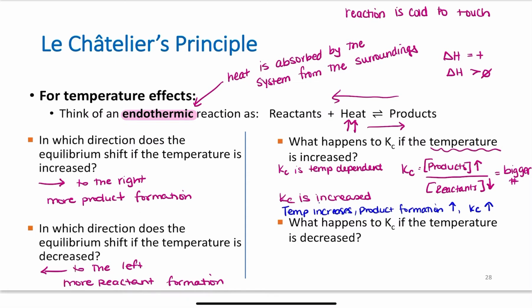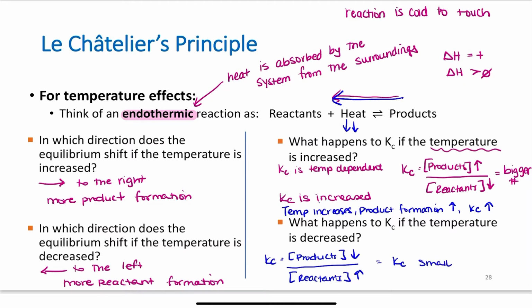And then we see the opposite effect if the temperature is decreased. If I decrease the temperature, that's going to pull the reaction back towards the reactant side. So your concentration of your products is going to decrease. Concentration of reactants is going to increase. Kc is going to be a smaller number. So Kc is temperature dependent.